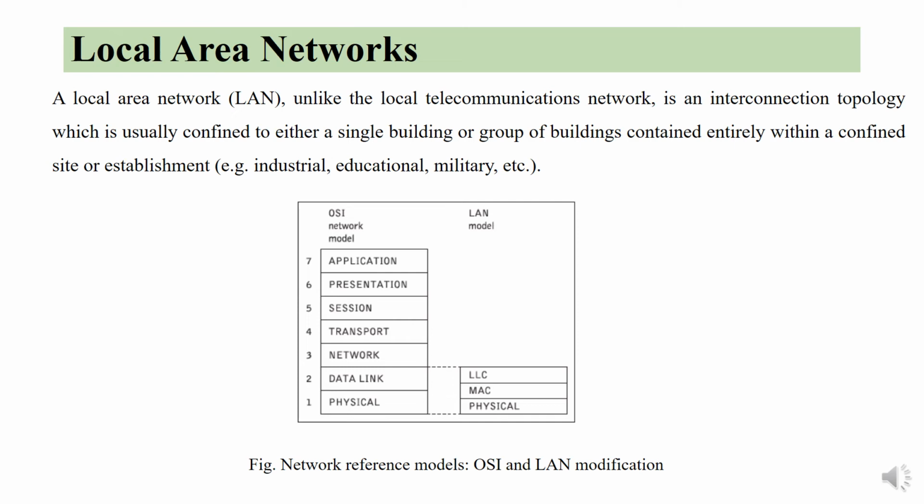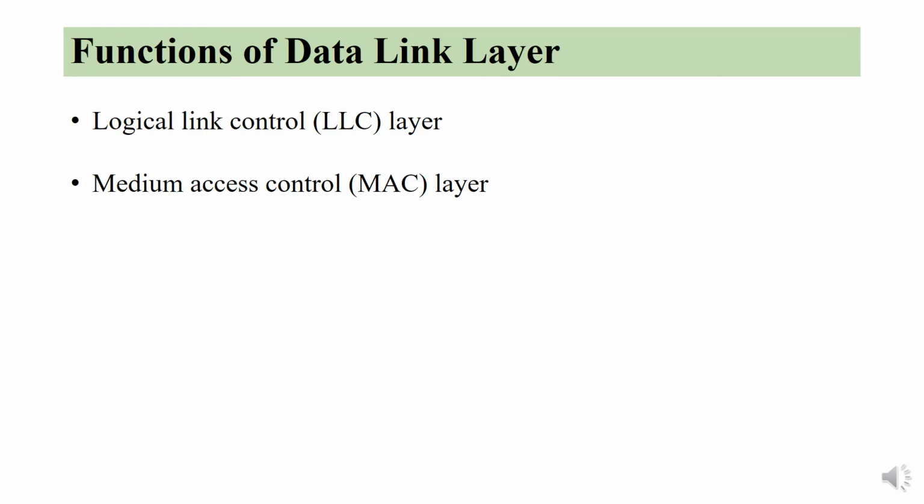into three layers. So a LAN model is just splitting the OSI last two layers into three layers, that is LLC, MAC and physical layer. LLC is logical link control, then medium access control and the physical layer. The data link layer of the OSI model is divided into two layers, that is the logical link control layer, the LLC layer, and the medium access control layer, which is also called the MAC layer.